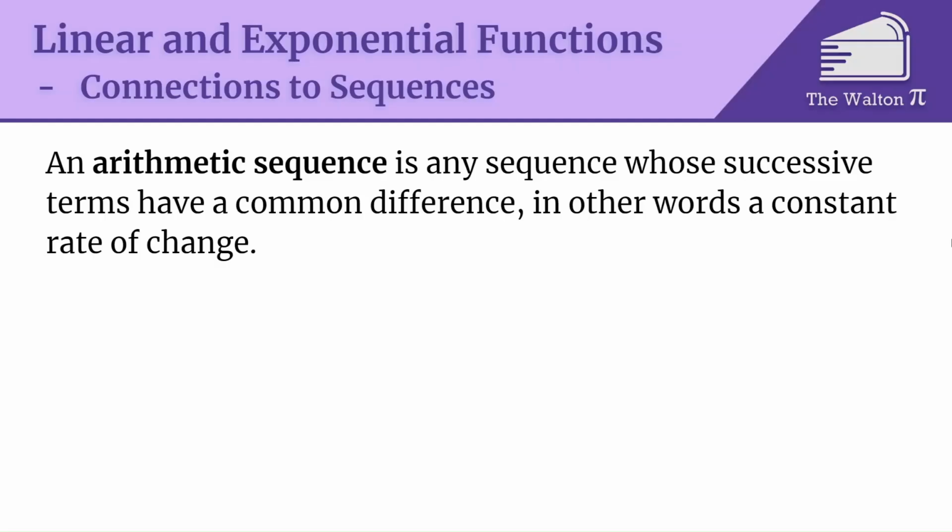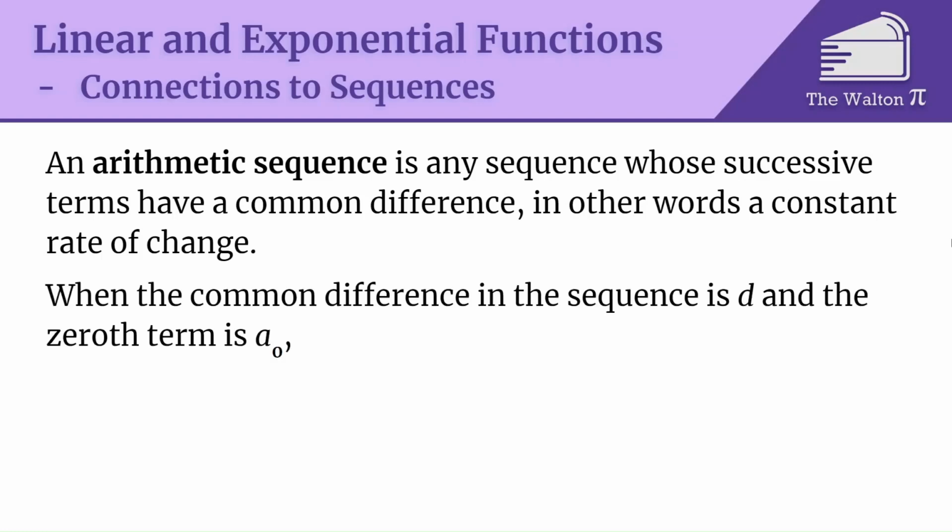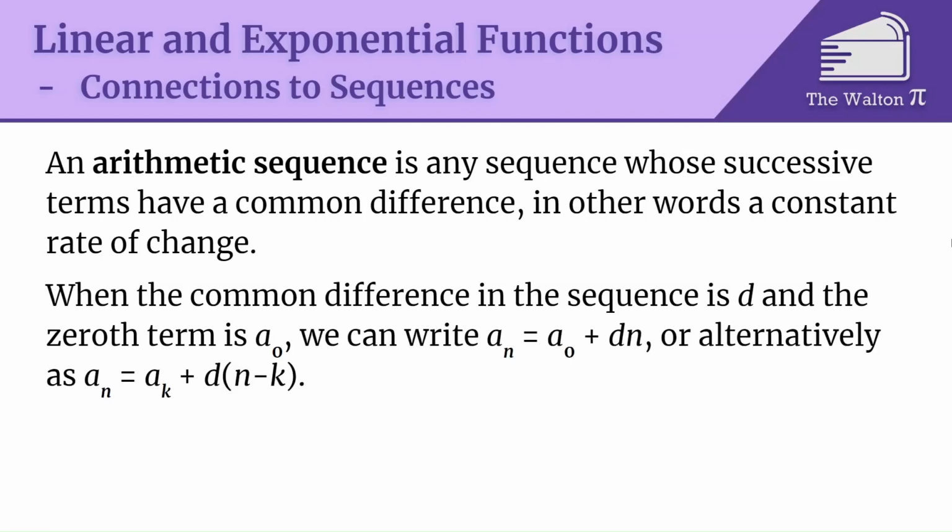So remember, an arithmetic sequence is any sequence whose successive terms have a common difference, or in other words, a constant rate of change. So when the common difference in the sequence is d and the zeroth term is a naught, we can write a_n is a_0 plus d n, or alternatively, a_n is a_k plus d times n minus k. Now, if this is a little confusing and you're not familiar with this, check out my previous video. I'm attaching a card up in the corner. This is going to get covered a lot more in depth there, so I'm not going to touch on it here.